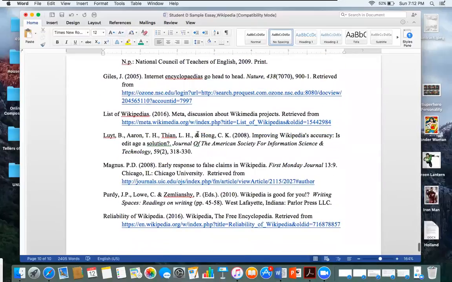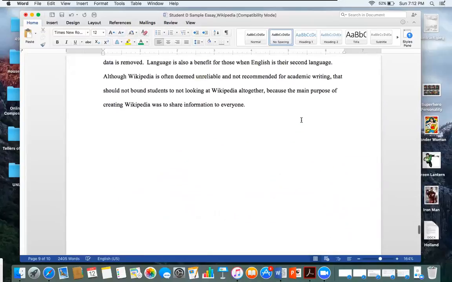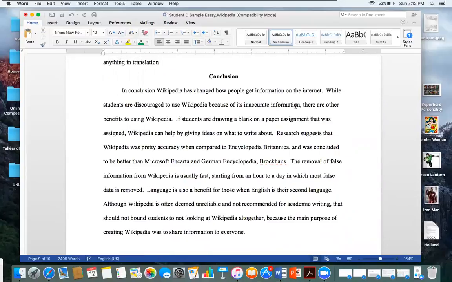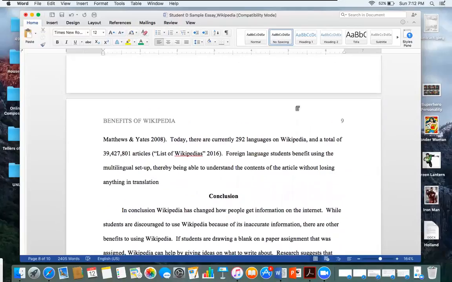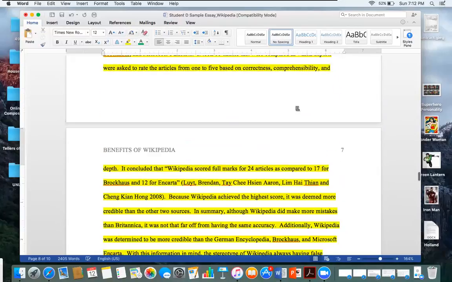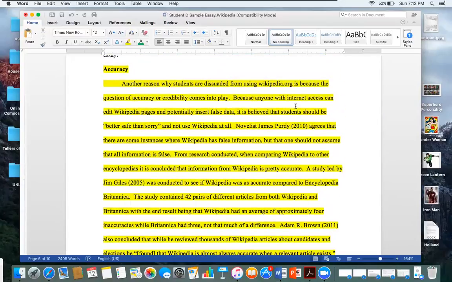Some very different references than the other student who did Wikipedia. If you notice, the student got to page 9. So again, this was right at 7 pages. So this was exactly where you guys need to be. So let's look at this paragraph for synthesis again, like we did for the first one. So this is the section on accuracy.